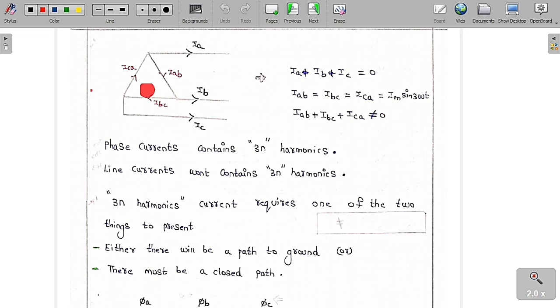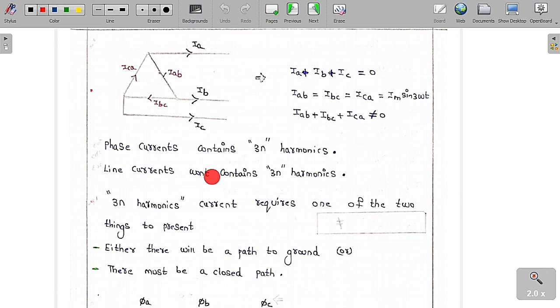So we can say that the phase currents are now going to have only the 3n harmonics, but not the 3n plus or minus 1 harmonics. So phase current contains only 3n harmonics, and the line current won't contain 3n harmonics. Listen carefully: phase currents will contain only the 3n harmonics, and the line current will contain only the 3n plus or minus 1 harmonics.